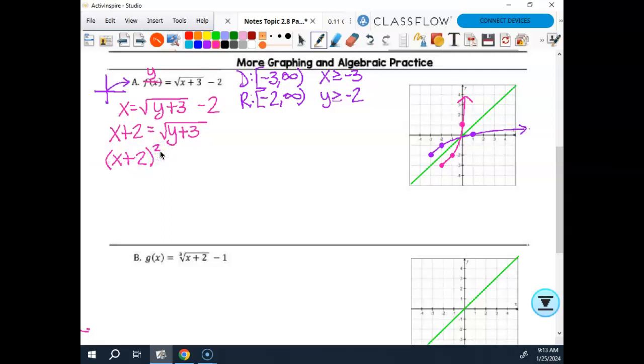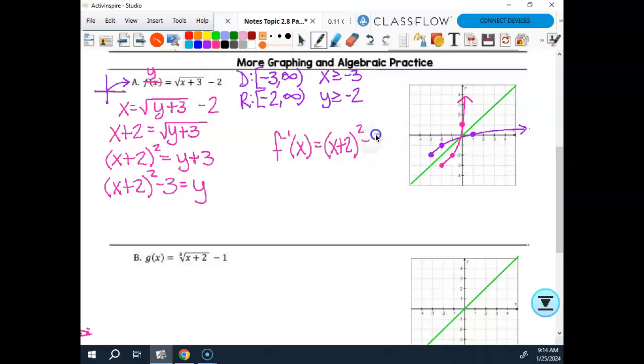Is that going to become x squared plus 4? No. And even if it was, or whatever it is, I don't even care. We're just going to leave it like that. That is equal to y plus 3. So then x plus 2, quantity squared, minus 3 equals y. So f inverse of x is equal to x plus 2 squared minus 3.